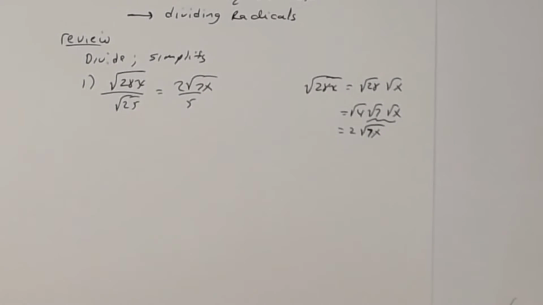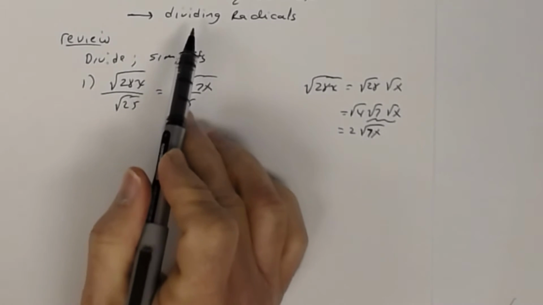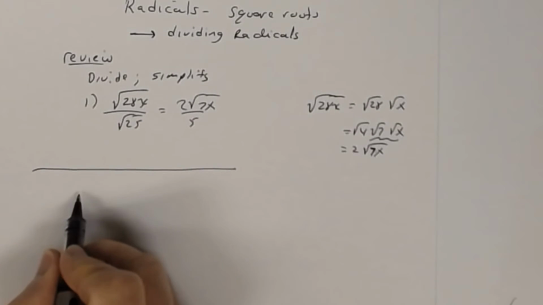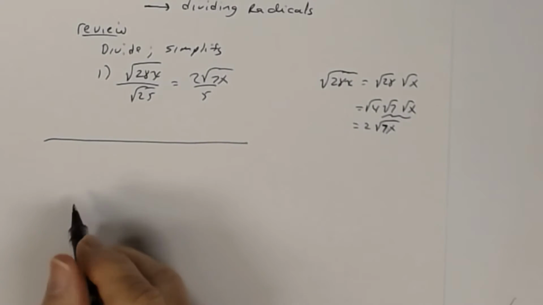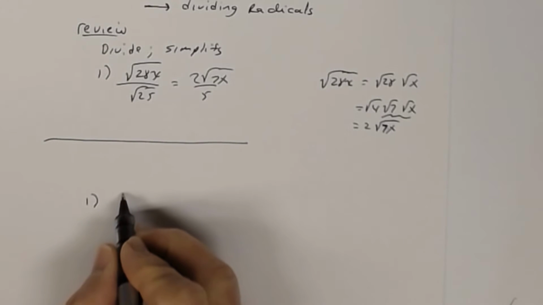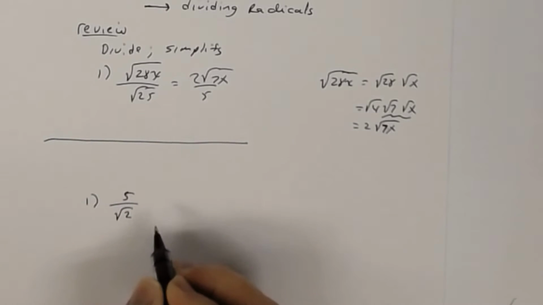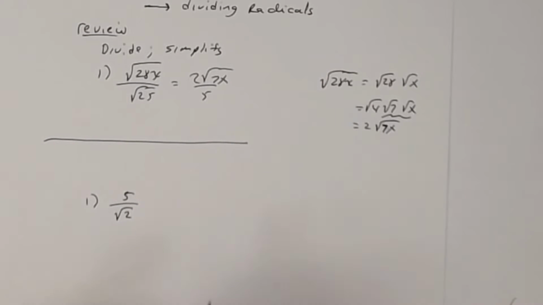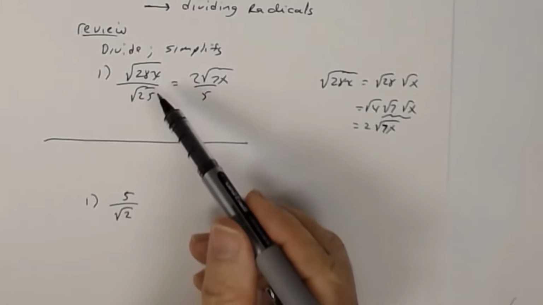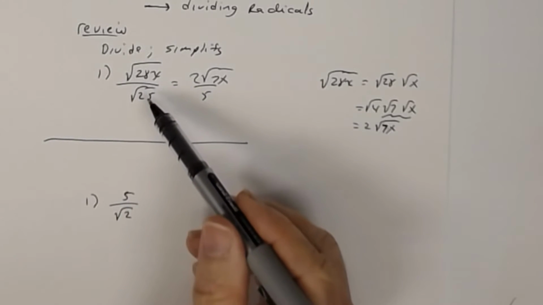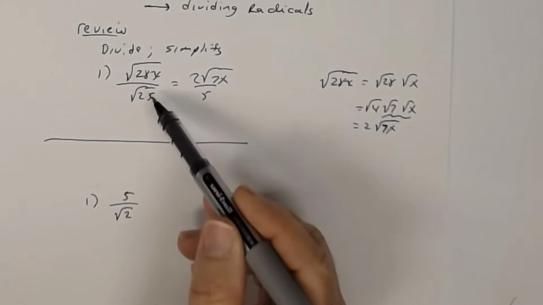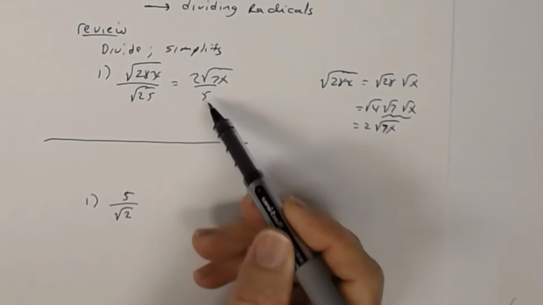Now here's the idea with our new lesson. Suppose we had this, and I'm going to leave the directions off right now, but suppose I had number 1. Let's suppose we had 5 divided by the square root of 2. Notice that in the previous problem, the denominator, the square root of 25, was a perfect square. And so when I take the square root of 25, we got the denominator to be 5.